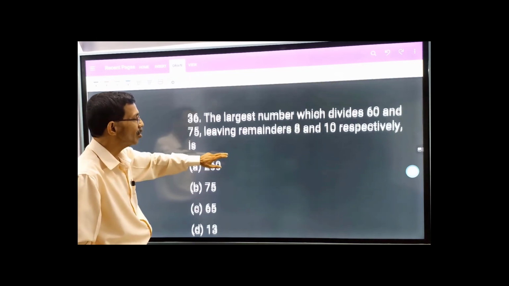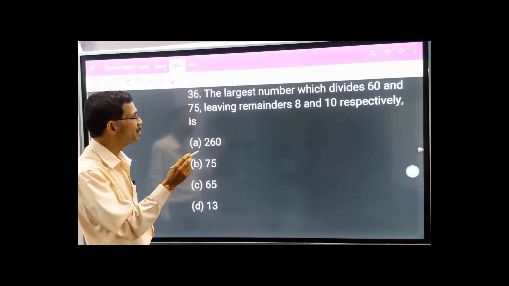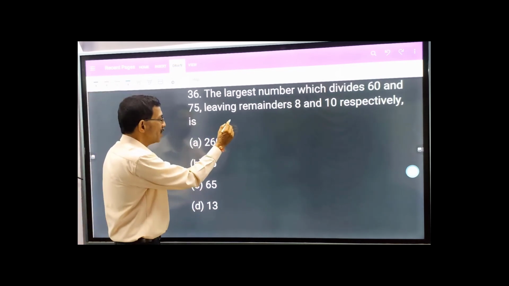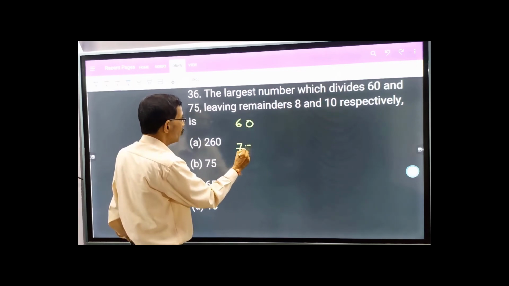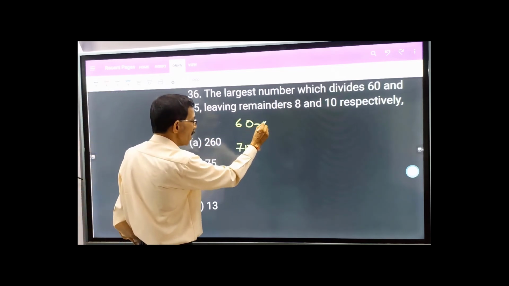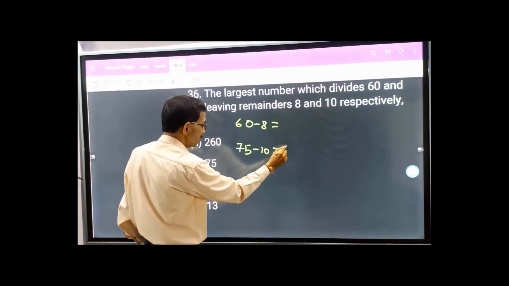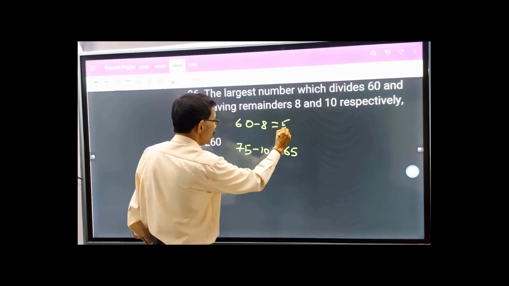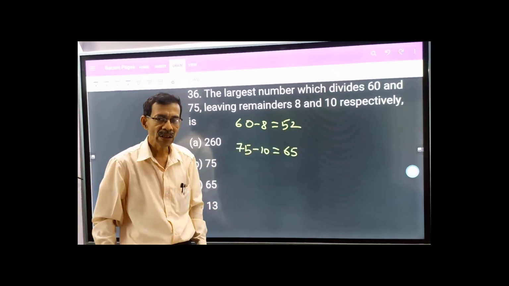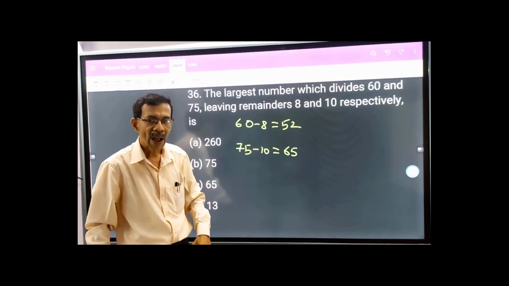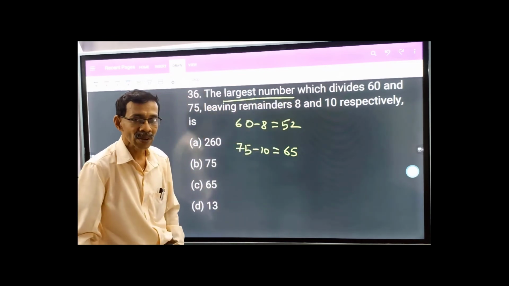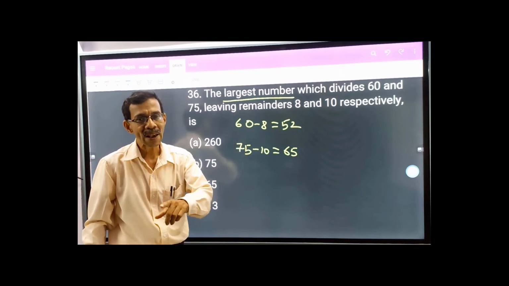The next question is on a similar line, the largest number which divides 60 and 75. Now we are having two numbers, one is 60, another one is 75, leaving remainders as 8 and 10. This is minus 8 and this is minus 10. So this will be 52 and this will be 65. And these 52 and 65, first we will write the prime factors and then find HCF. Why HCF? Because largest number is asked. If the least number is asked, you have to find LCM.